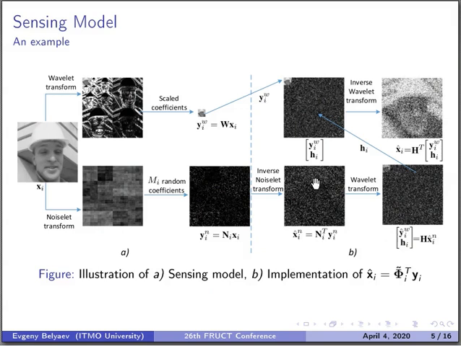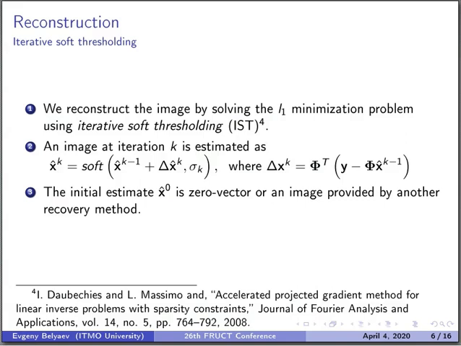On the right side, you can see the recovery using inverse transform, under the assumption that all unknown coefficients are zeros. One can see that this simple approach cannot provide good quality of reconstruction. In this work, we reconstruct the image by solving the L1 minimization problem using iterative soft thresholding.